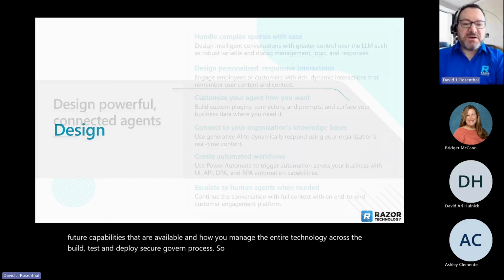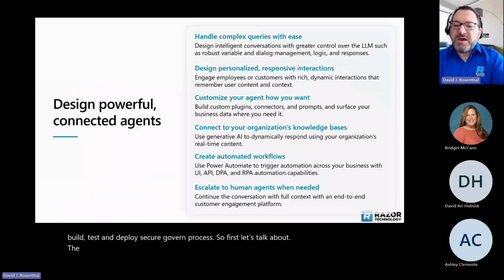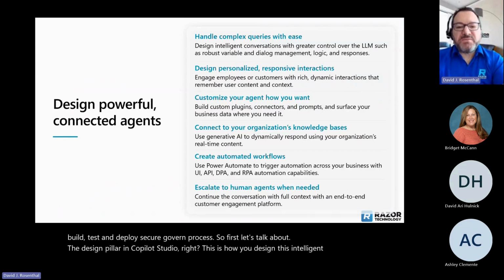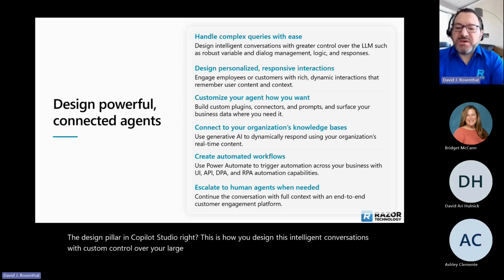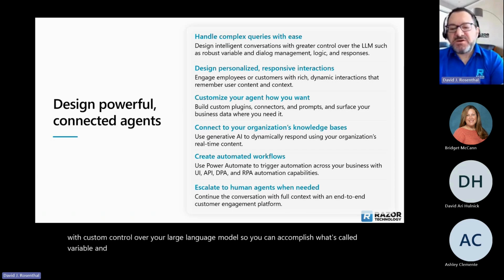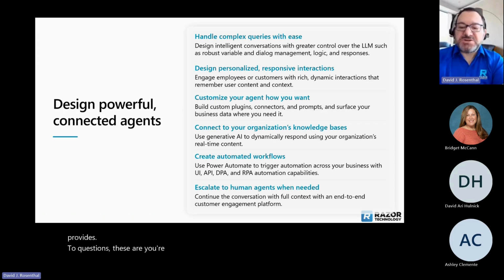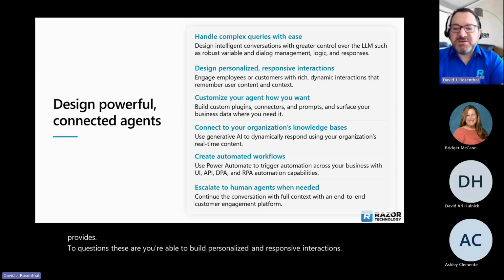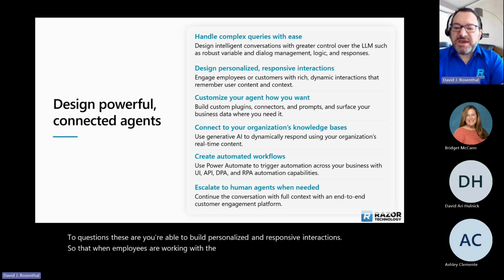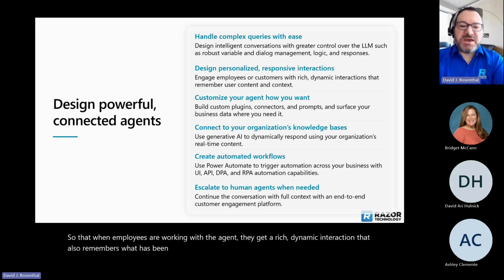So first, let's talk about the design pillar. In Copilot Studio, right, this is how you design these intelligent conversations with custom control over your large language model. So you can accomplish what's called variable and dialogue management. You can build logic and control responses that the agent provides to questions. You're able to build personalized and responsive interactions so that when employees are working with the agent, they get a rich, dynamic interaction that also remembers what has been asked previously and the context of the business questions.